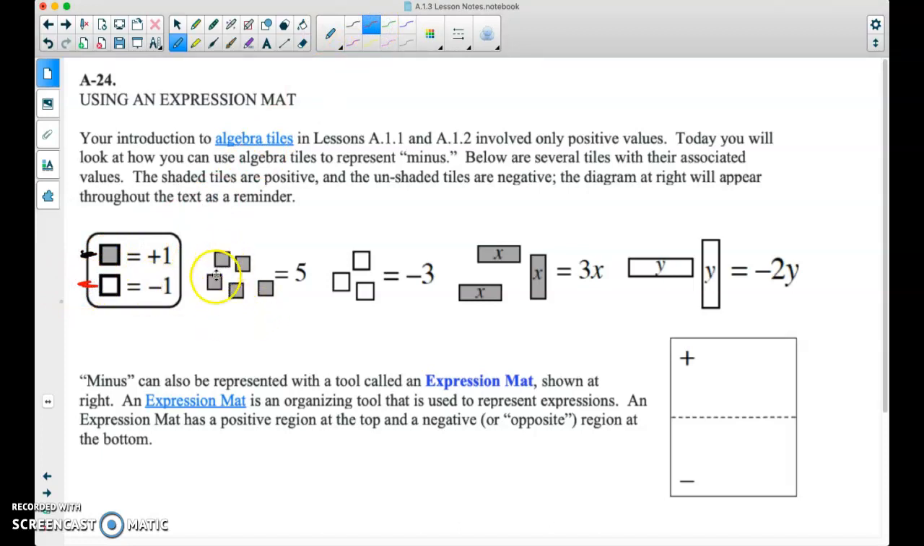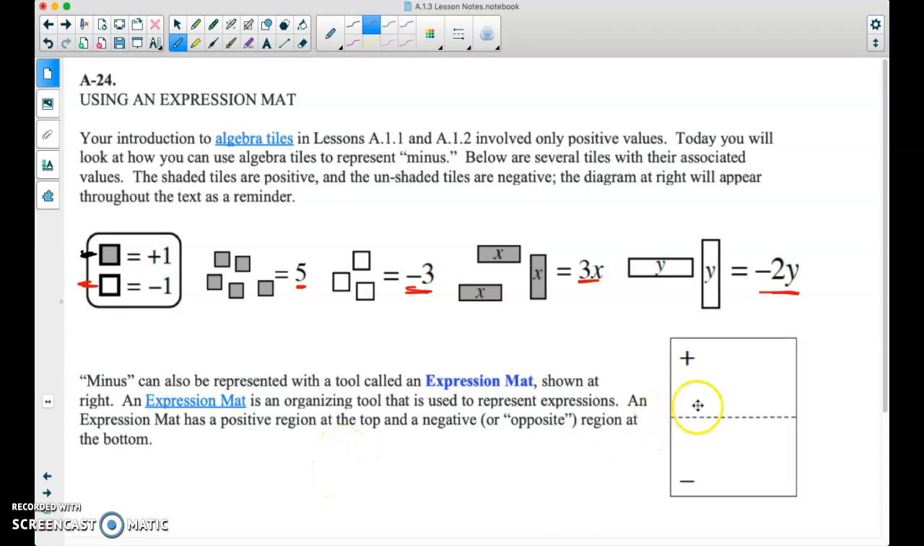So over here we have 1, 2, 3, 4, 5 shaded tiles. We have a positive 5. We have 1, 2, 3 white tiles, which again are negative. So that means that this is a negative 3. We can use the same principle when we're talking about our variable tiles like x, y, x squared, y squared, and xy. So if we have 3 x tiles here that are all shaded, we get a positive 3x, and then 1 and then 2 of those white tiles, the unshaded ones, means those are negative, which would mean that this is minus 2y. So another way we can represent our minus is a tool called the expression mat.